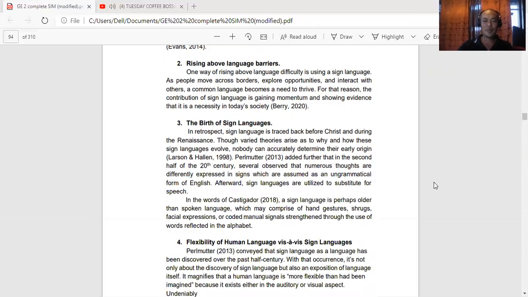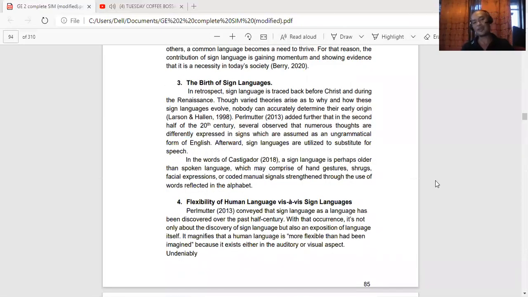Okay, number 3, the birth of sign languages. Where does it begin? In retrospect, sign language is traced back before Christ and during the Renaissance. Though varied theories arise as to why and how these sign languages evolved, nobody can accurately determine their early origin. From Larson.